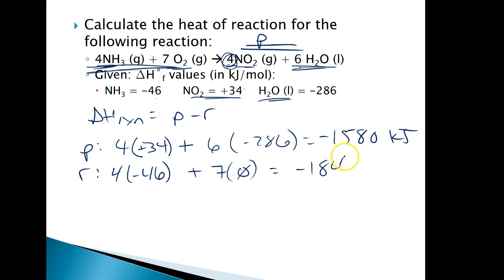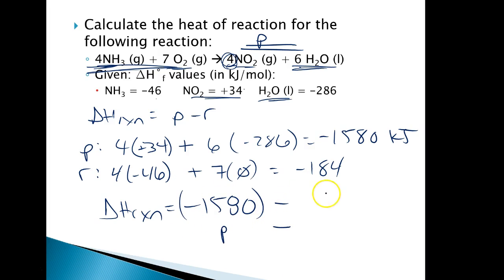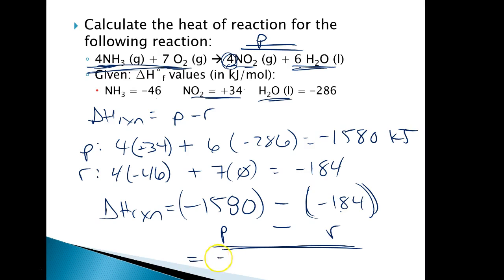You get negative 184. So the heat of reaction is going to be negative 1580, that's the product value, minus the reactant value, which is negative 184. And yes, I know I have 2 negatives right next to each other, but this is the way the equation is arranged. And the fact that this is negative, that's why I put it in parentheses, so that I can keep it straight. Now, if you have a graphing calculator, I know you can just type this in. Negative 1580, use the negative button, minus, use the minus button, negative 184, and use the negative button again. And you should get negative 1396 kilojoules. Check and see if you can do that on your calculator, if your calculator works the same way as mine.